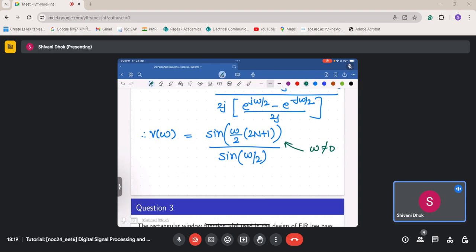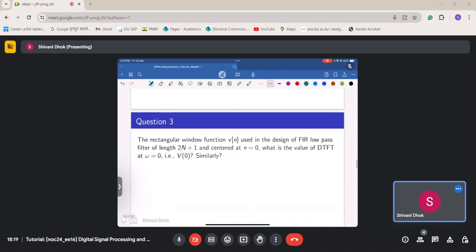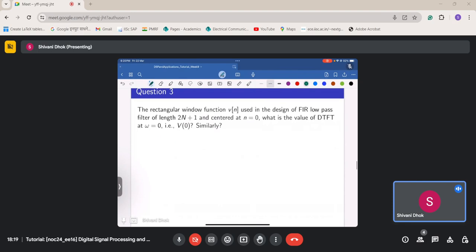Okay, so let me just move on to the third question. This is now the same question, but now I need to evaluate it for omega equal to 0. Again, it says that we have a rectangular function V of n used in design of an FIR low pass filter of length 2N plus 1 centered at n equal to 0. What is the value of its DTFT at omega equal to 0? That is V of 0.